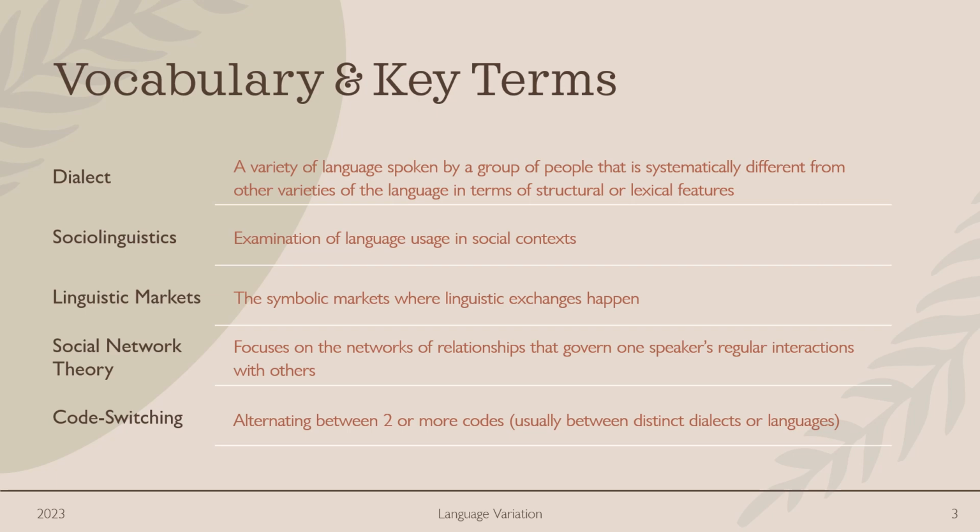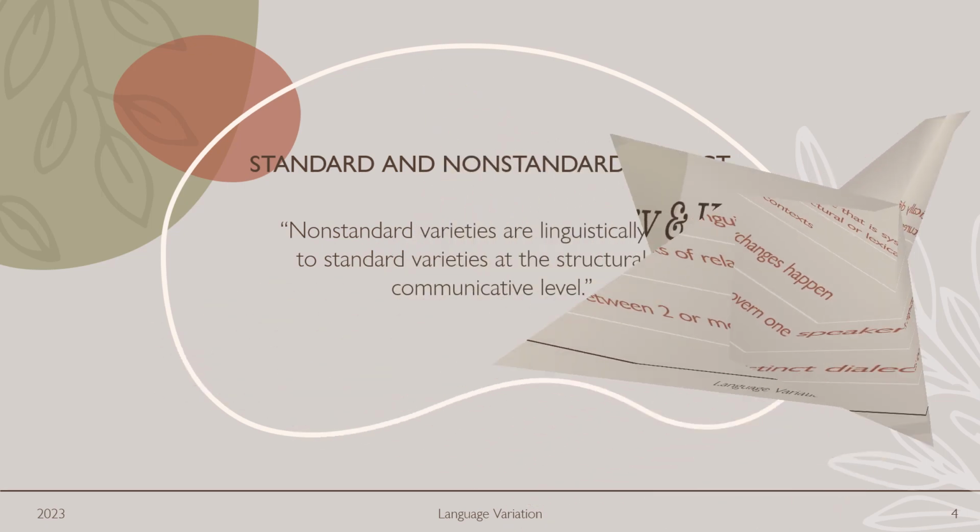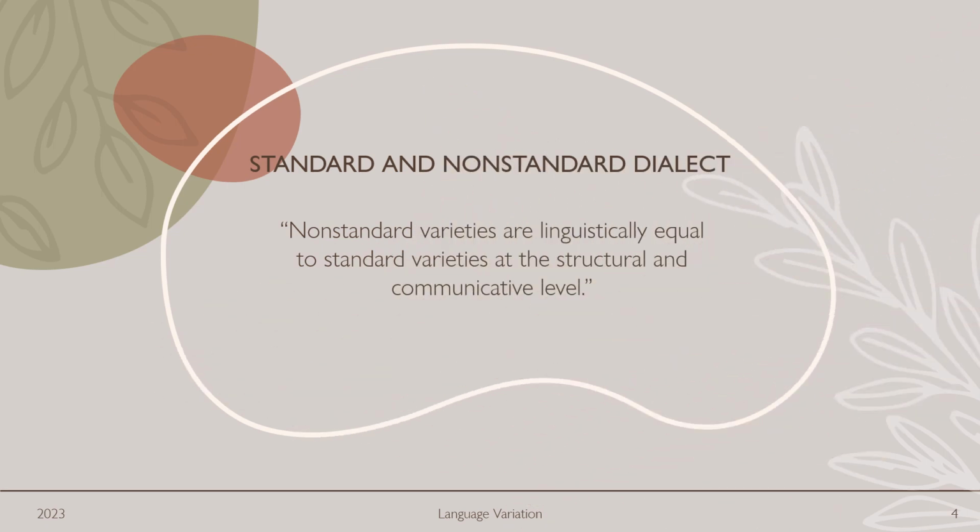So now we will look at some important samples from the text that are important to helping you understand the context of language variation. Our first quote is: non-standard varieties are linguistically equal to standard varieties at the structural and communicative level. So while standard American English is the basis of what we teach and what we're taught in school, it doesn't mean that it's the only way of doing things. Language variation allows better opportunity for change, and it is very inclusive, which eliminates the need for judgment and allows room for understanding one another.